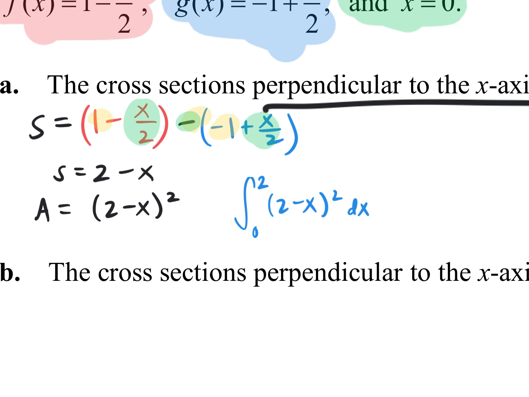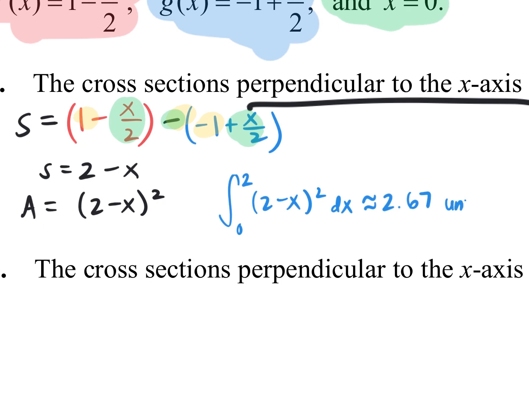And now again, I know you guys should be able to solve this by hand, but go ahead, plug this into your calculator. Let me know what you get. 2.66 repeating. So we'll call that 2.67. And again, that's units cubed.